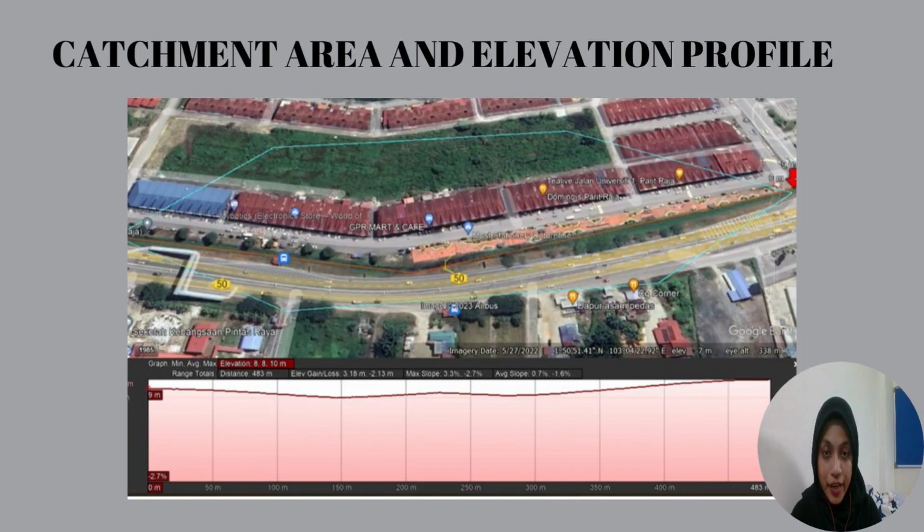So this is our catchment area and elevation profile for our project. The highest elevation value is 10 meters, and the lowest elevation value is 8 meters. And the length of the channel is 483 meters.